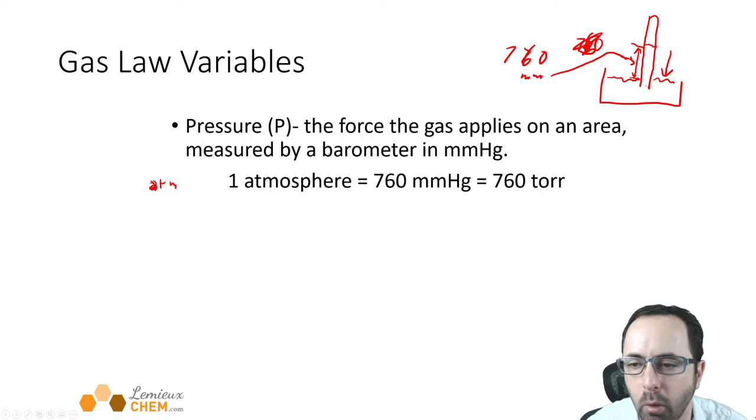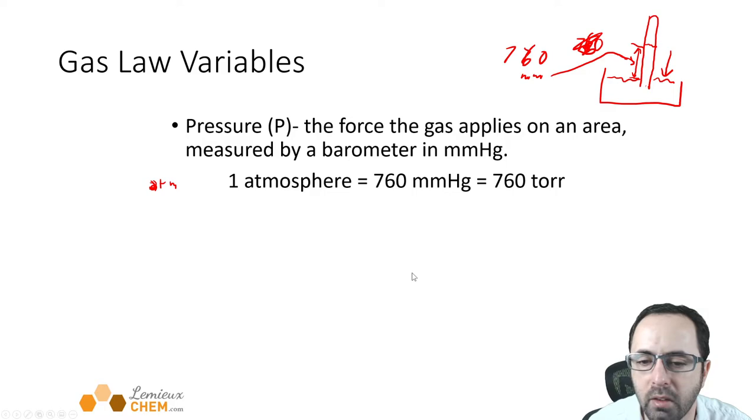This is also called torr sometimes. So torr and millimeters mercury mean the same thing. These are various ways of measuring pressure, and you should be able to use this conversion factor to interconvert between these two types of pressure. So this is definitely something you want to have in your handy notes when you're doing problems.